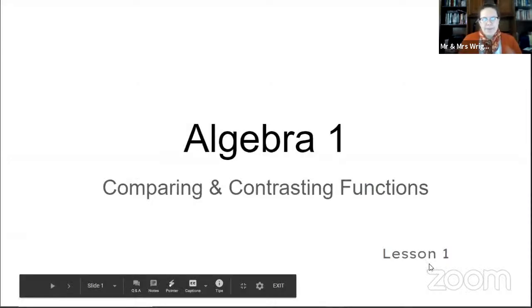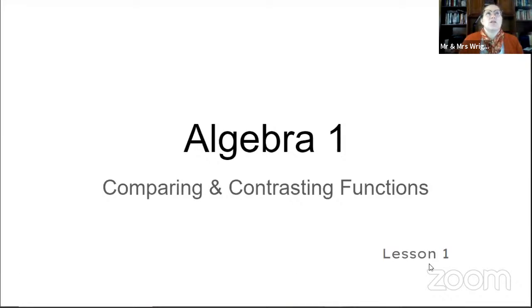Today we're starting a new unit, but what we're going over is still about functions, and we're going to look at some characteristics of some functions. Our unit is called comparing and contrasting functions. Now, this is module 7. However, I believe it's called unit 5 in the online book if you're following along online, and this is page 1 in the online book. So we're going to call it lesson 1. Algebra 1, comparing and contrasting functions, lesson 1.